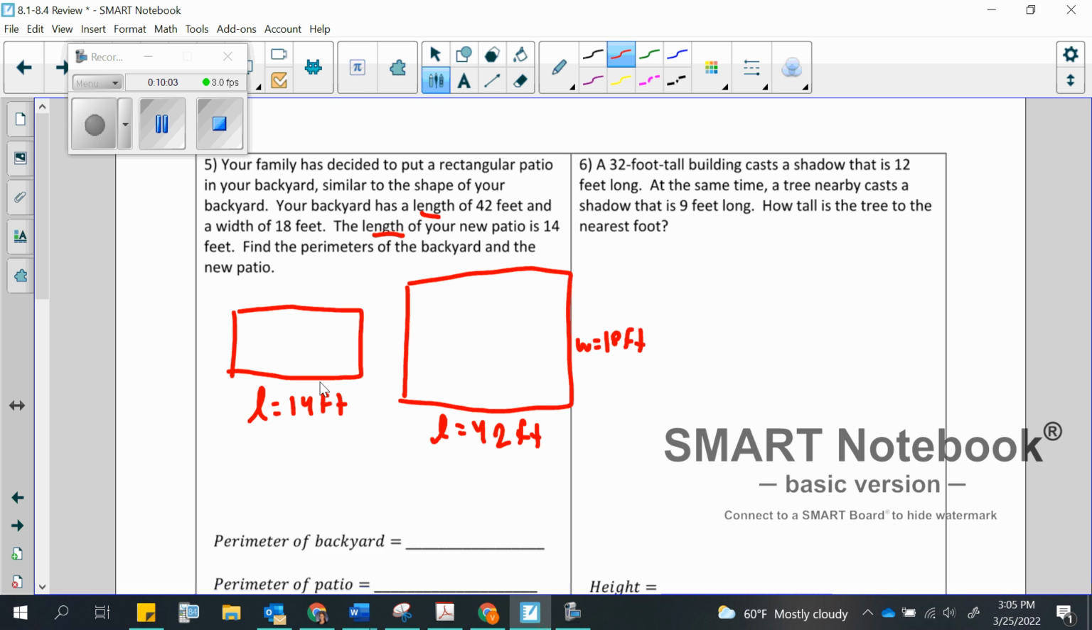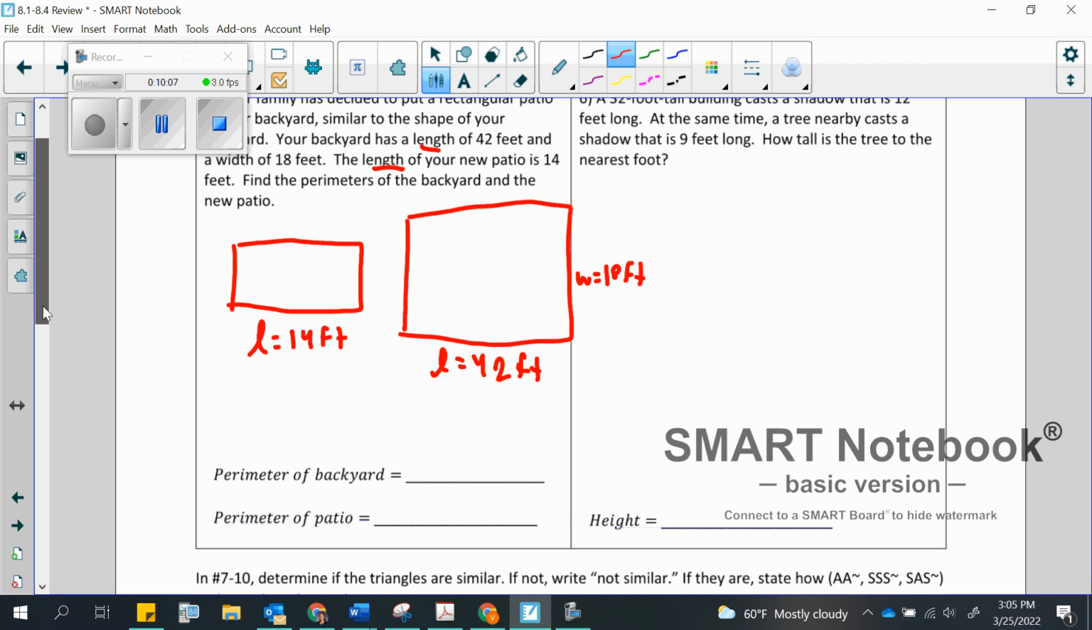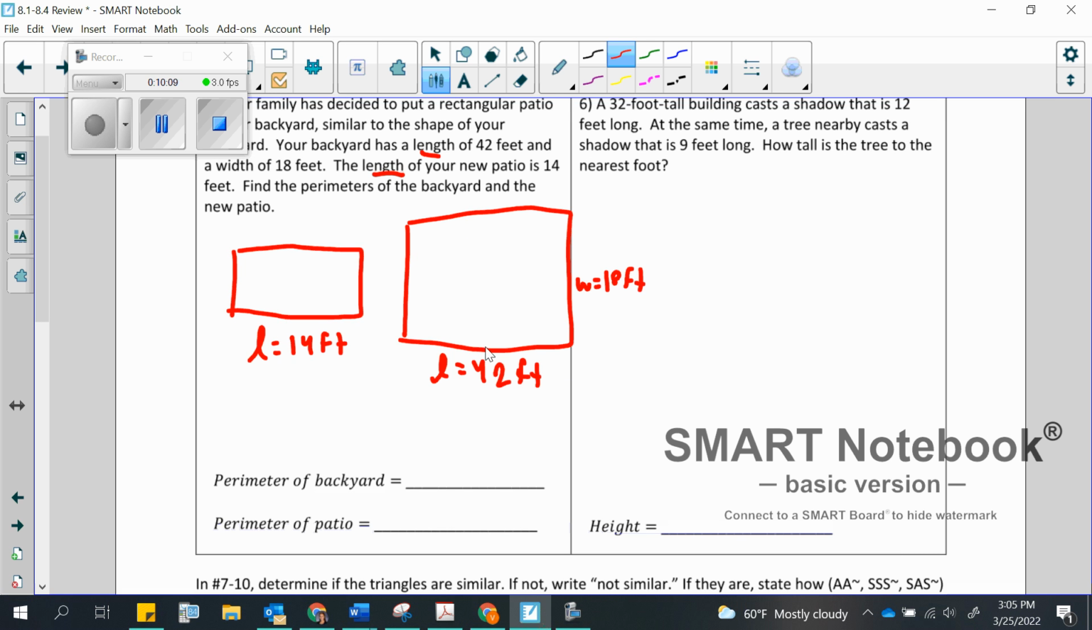Find the perimeter of both the backyard and the new patio. So it says a rectangular shape. Think back to rectangles. You know opposite sides are the same. So for the perimeter of this figure, all we do is add up all the sides. 18, 42, 18, 42. So we're going to get that this perimeter ends up giving us 120 feet. So this is the perimeter of our entire backyard.